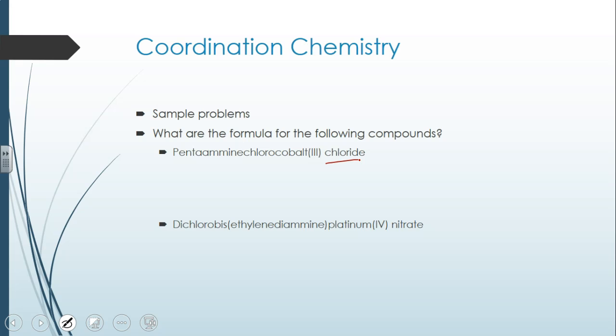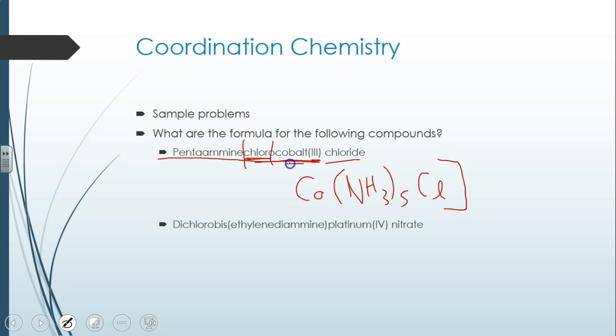So what I'm going to do is, sorry, that's 3, not 2. I'm going to do this backwards. I'm going to start here with cobalt. So this is Co. And then pentaammine, that's NH3, and then penta is 5. And then chloro is Cl, and because there's no prefix here, there's just one of them.